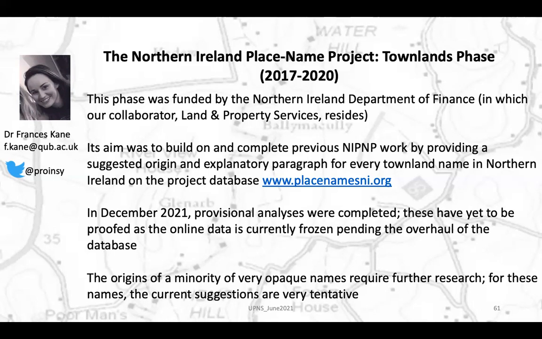So we finally reached the milestone of having an origin and explanatory paragraph for every townland name just by the end of the year there in 2020, not 2021. So just in Christmas past there, we were able to announce that we had a provisional analysis for every townland name in Northern Ireland.